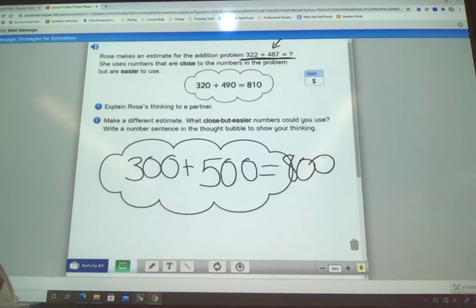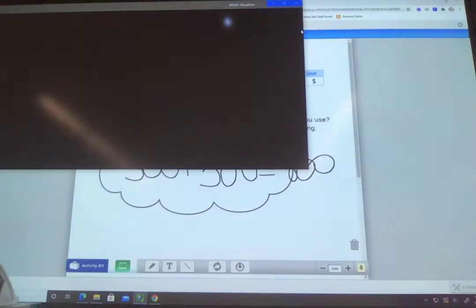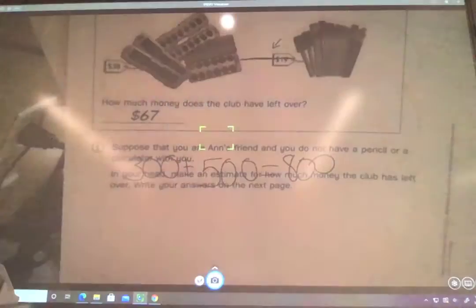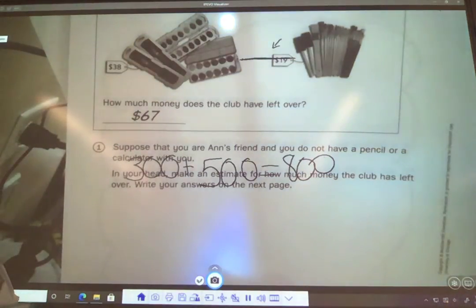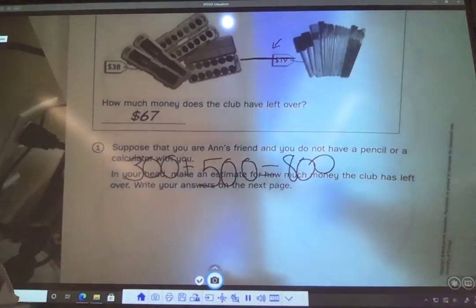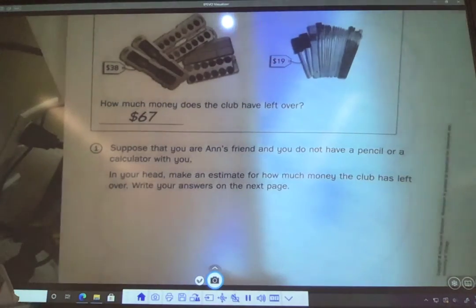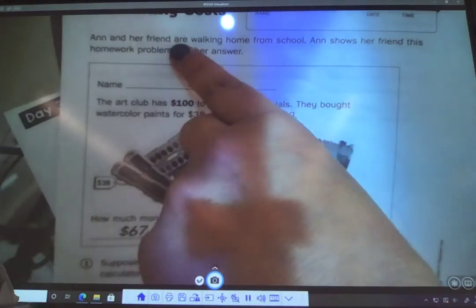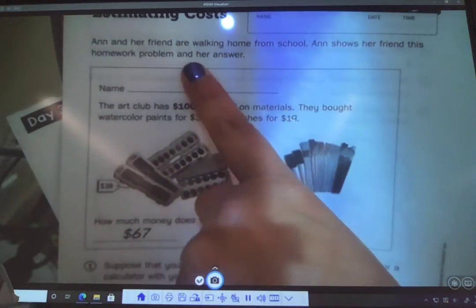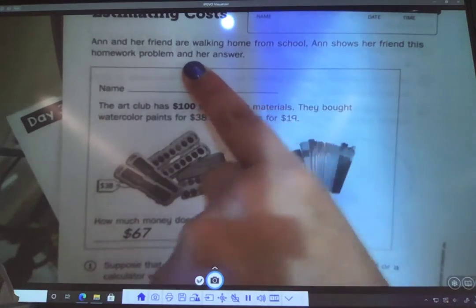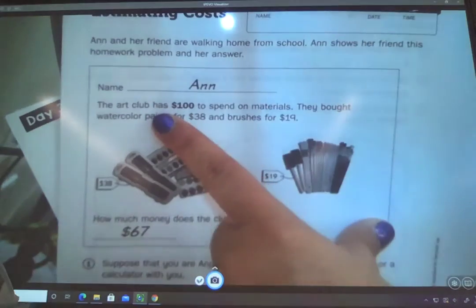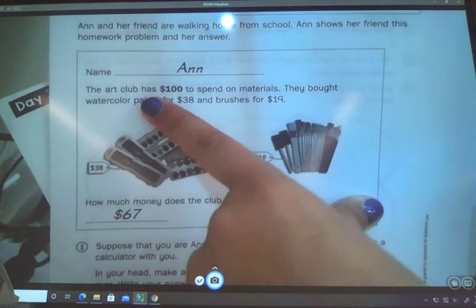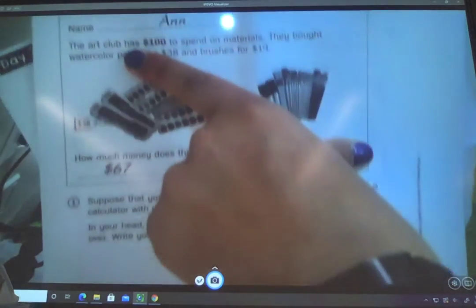All right, let me pull up my... Oh, I should probably erase that too. Because otherwise. So this is going to be our word problem for today. Let's talk about it, and then we'll go through it. So, Anne and her friend are walking home from school. Anne shows her friend this math problem and her answer. So it looks like it's an actual math problem that she had to solve for school. She actually put her name on the paper.